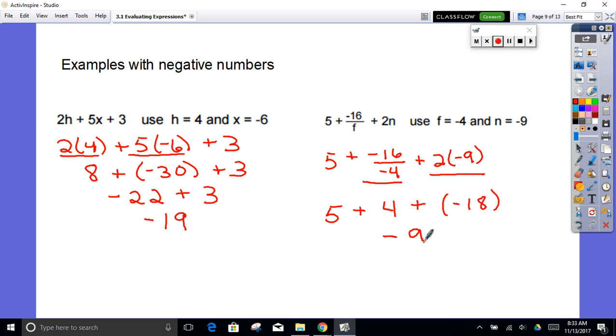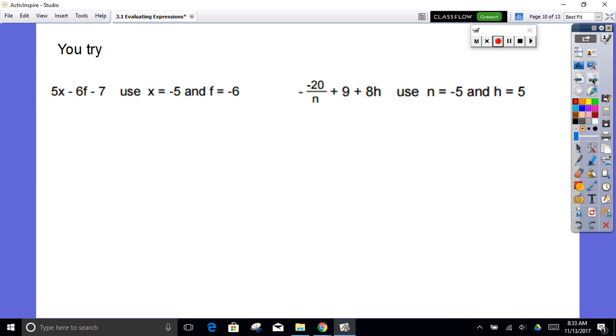Okay, next slide has some examples for you to try. So go ahead and work on those, and then we will talk about them. Okay, most of you got the first one right. Only about half of you got the second one right. And it had a little trick in there, which I put in there on purpose. I wanted to see what you would do with that. So we'll be talking about that one.